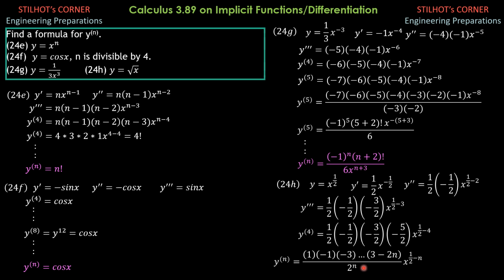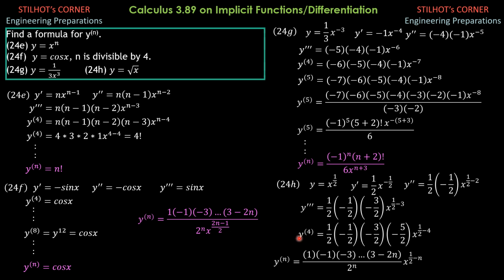over 2. So therefore, to generalize, y nth derivative is 1 times negative 1 times negative 3, that 3 minus 2n all over 2 to the n, like this, then x to the 2n minus 1 all over 2.